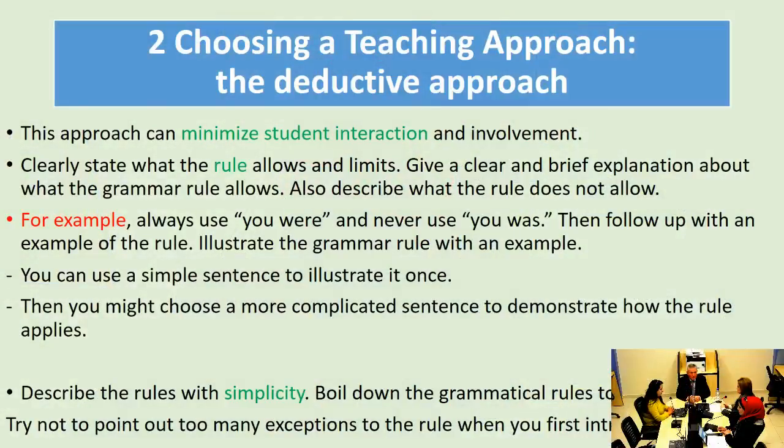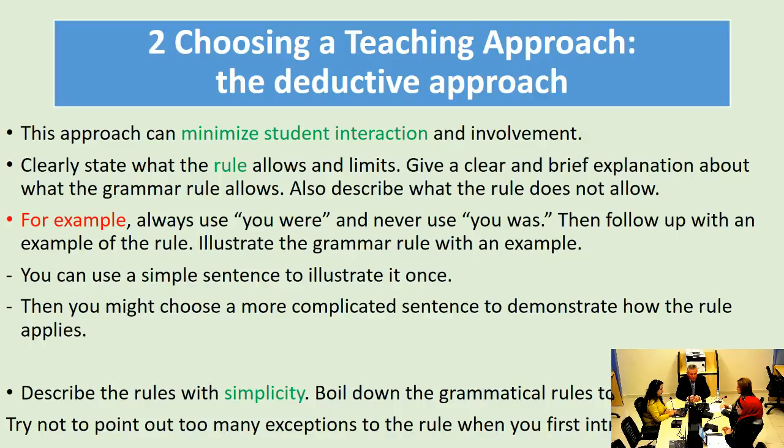Clearly state what the rule allows and limits. Give a clear and brief explanation about what the grammar rule allows. Also describe what the rule doesn't allow. For example, always use you were and never use you was. Then follow up with an example of the rule.